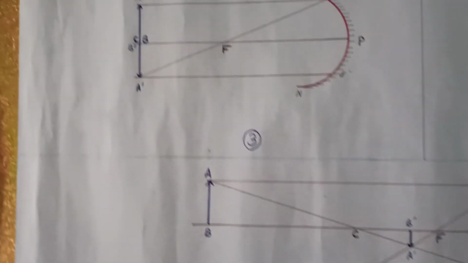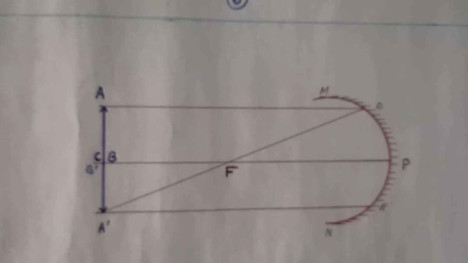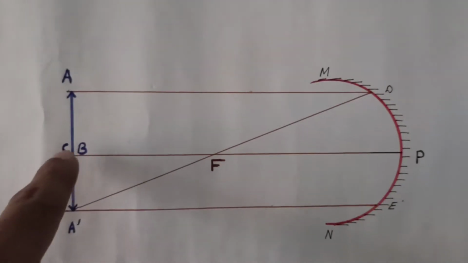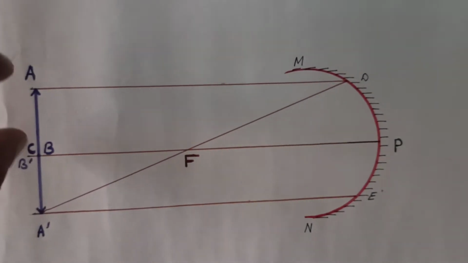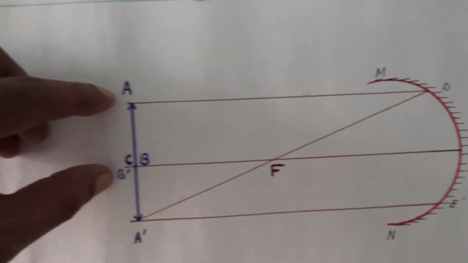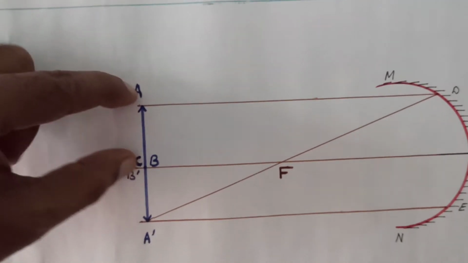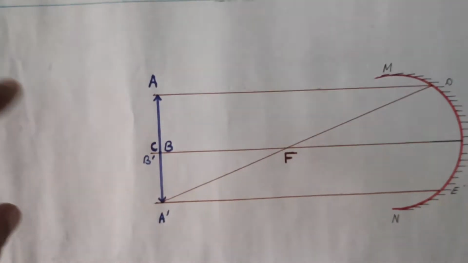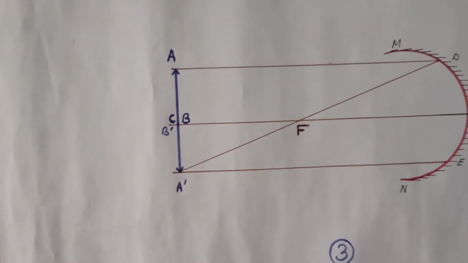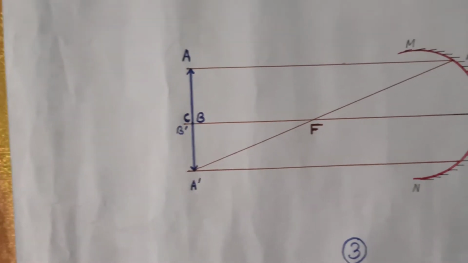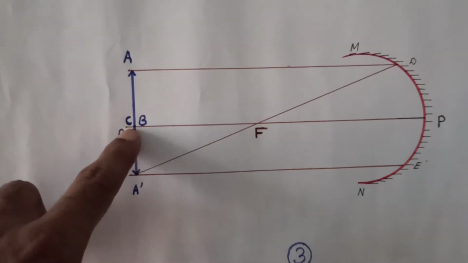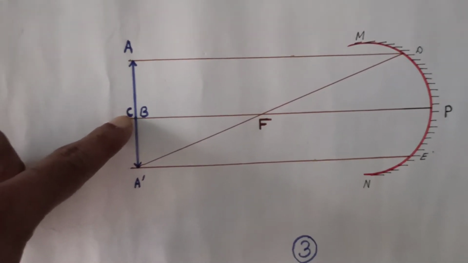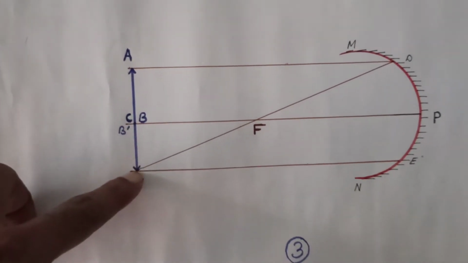Now we'll proceed to the third diagram. In this third diagram, you can see the object is placed at C, that is center of curvature. So this is object, you can see my finger here. This is the object AB. So object is placed at C means at the center of curvature. Then what is the position of the image? So in this case, the position of the image is at C only. That means on the same point, that is center of curvature.